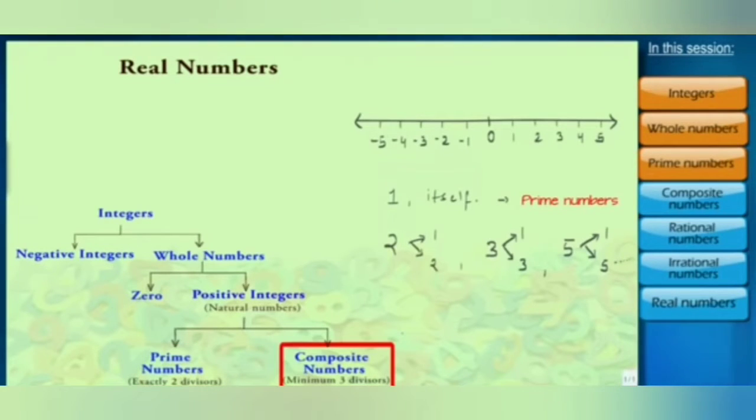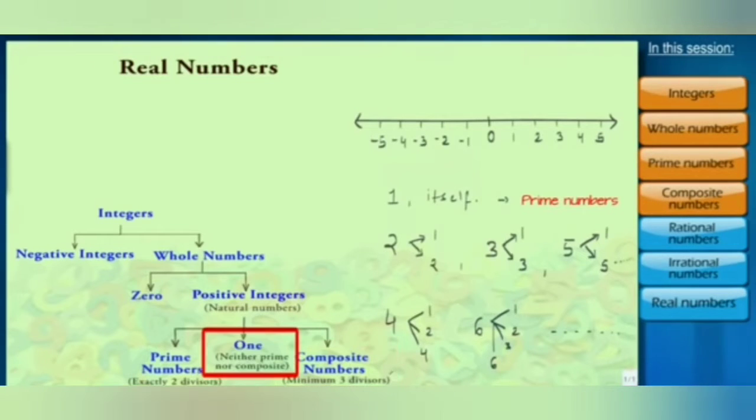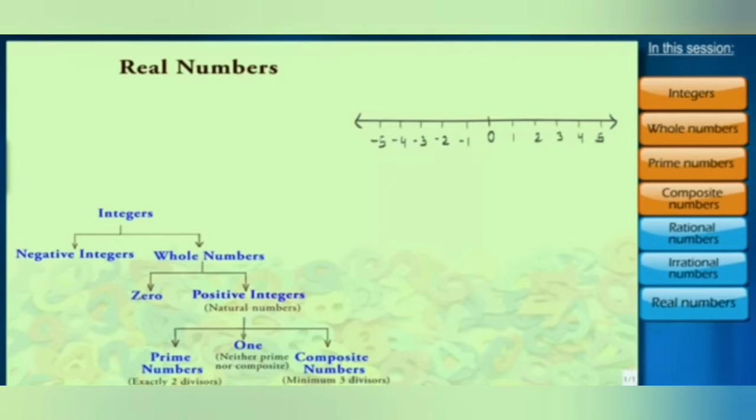Now composite numbers have more than two factors, or we can say at least three factors. For example, 1, 2 and 4 are the factors of 4, so 4 has three factors. 6 has four factors, that is 1, 2, 3 and 6. These are all called composite numbers. Now 1 is neither prime nor composite, as 1 has only one factor, that is 1 itself.